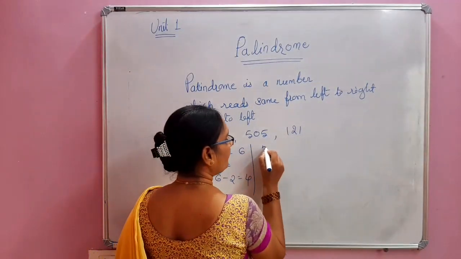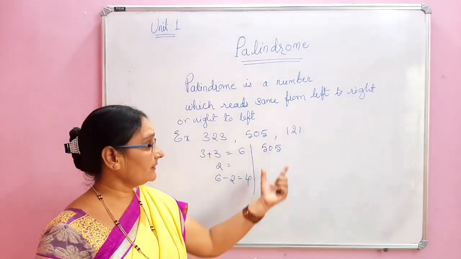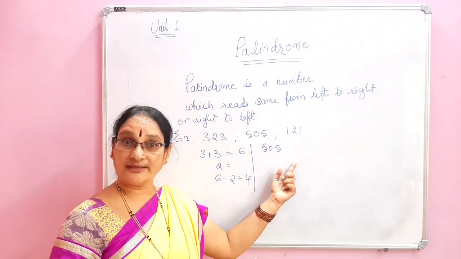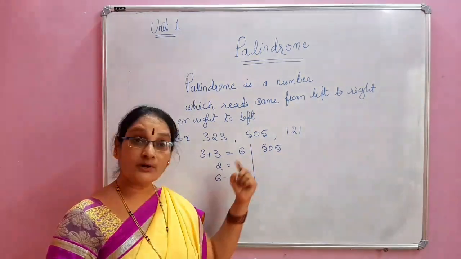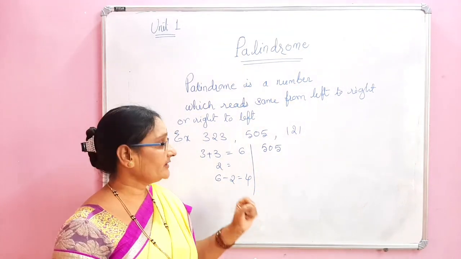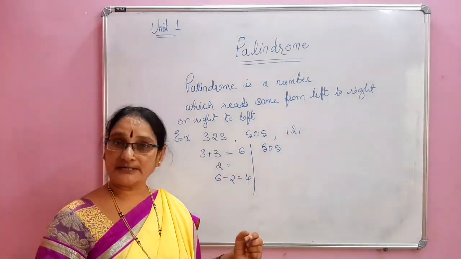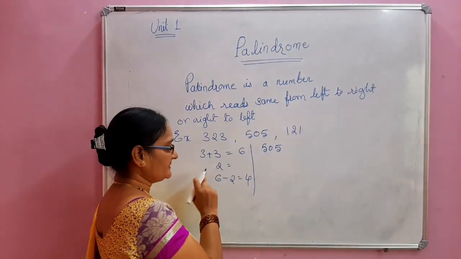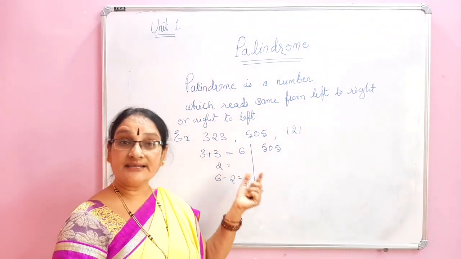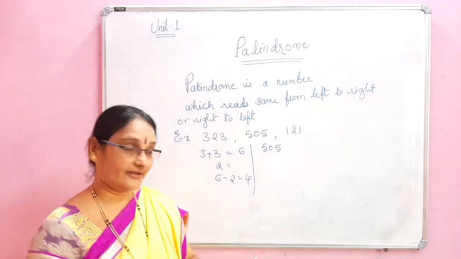See here children, 505 is a 3-digit palindrome. When we read from left to right, it is 505. When we read from right to left also, it is 505. Whether it is divisible by 11 or not, we will see. What is the divisibility test of 11? The difference between the sum of the oddly placed digits and the evenly placed digits must be 0 or divisible by 11.